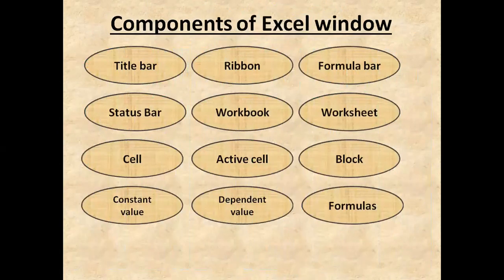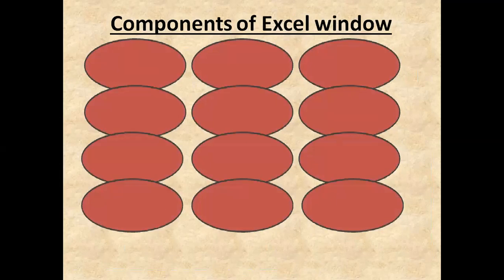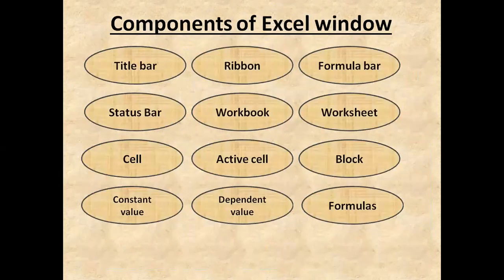Now, here are some components which we should know in Microsoft Excel. They are title bar, ribbon, formula bar, status bar, workbook, worksheet, cell, active cell, block, constant value, dependent value, and formulas. Now we will read in detail about this. Before that, we must be able to open the Excel program. Let's see how we will open it.